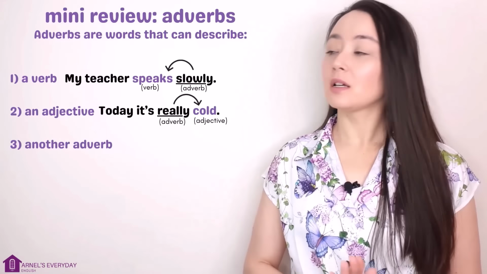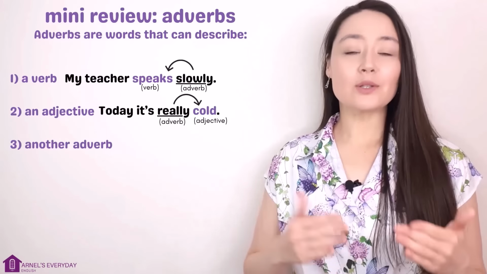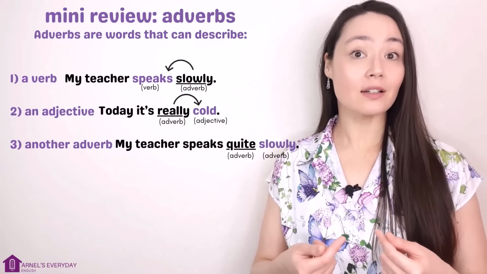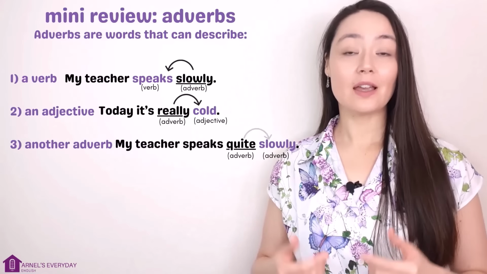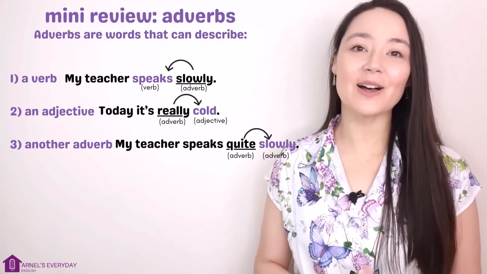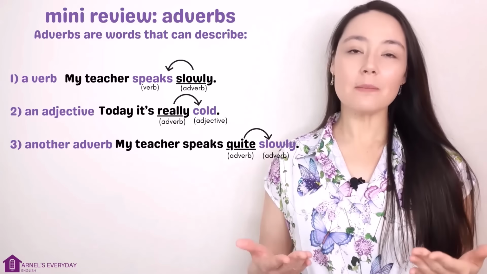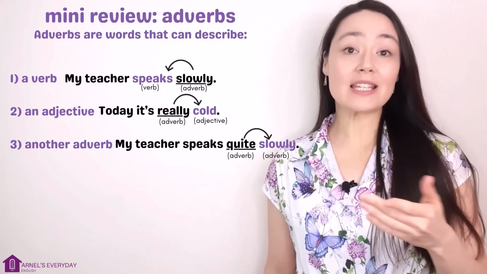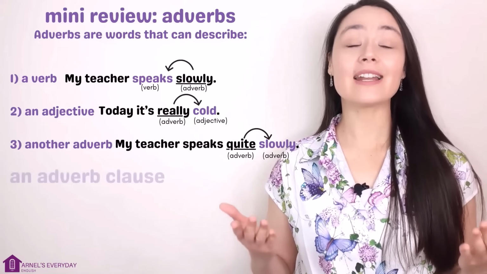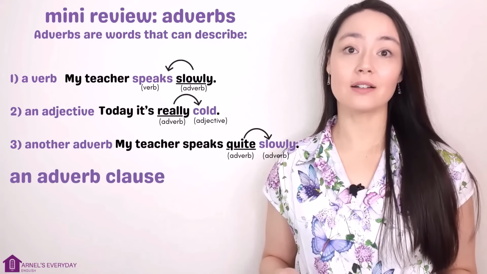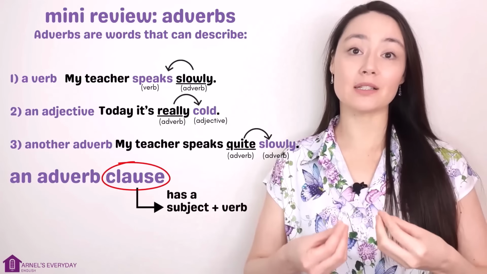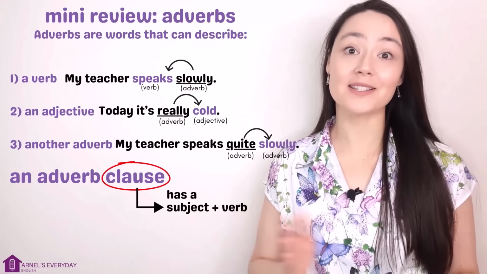Another adverb. Let's go back to the first example. My teacher speaks quite slowly. Quite, my adverb, describes another adverb slowly. But sometimes one single adverb is not enough. We want more information. So we need an adverb clause. A clause is just a simple way of saying subject plus verb. That's a clause.